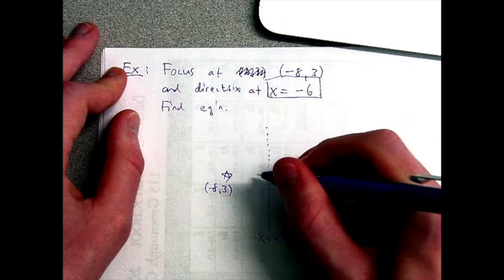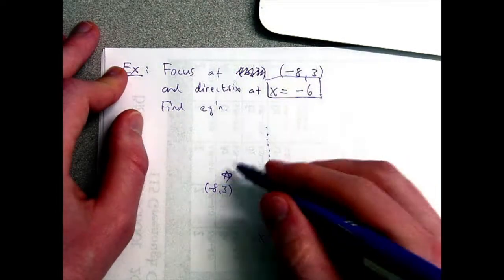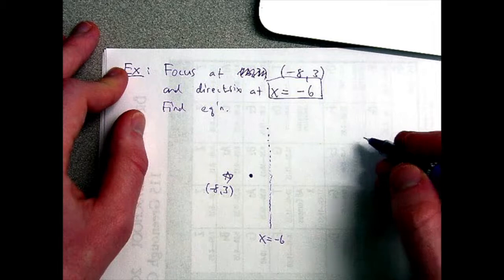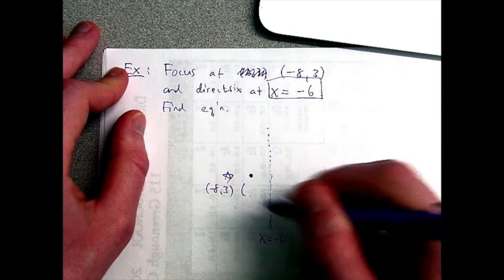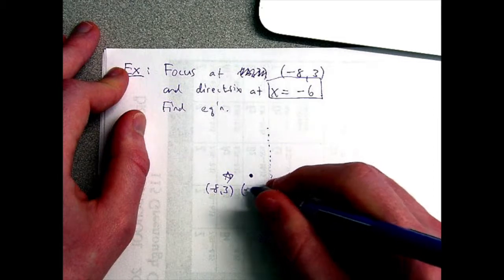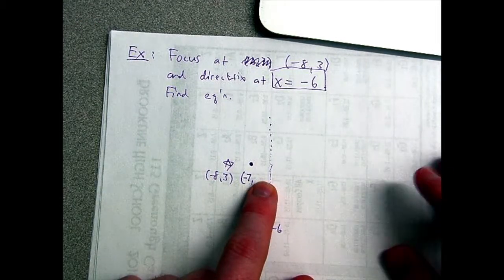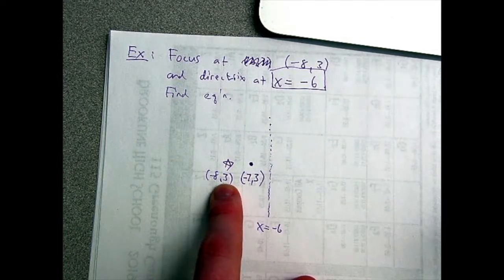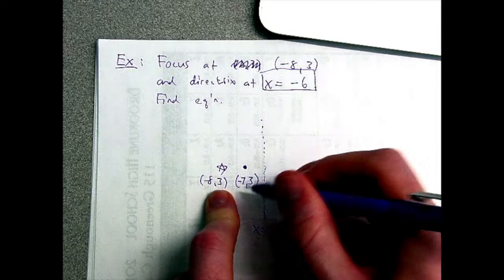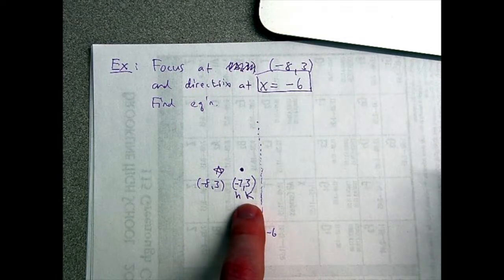Well, look, the vertex is halfway in between these two things, right? Halfway between the focus and the directrix. So what are the coordinates going to be? Well, the x-coordinate is going to be halfway in between -8 and -6, so it's going to be -7. And then the y-coordinate is, of course, the same as the y-coordinate here, so that's going to be 3. All right, so that actually tells us h and k, doesn't it? H and k are the coordinates of the vertex.